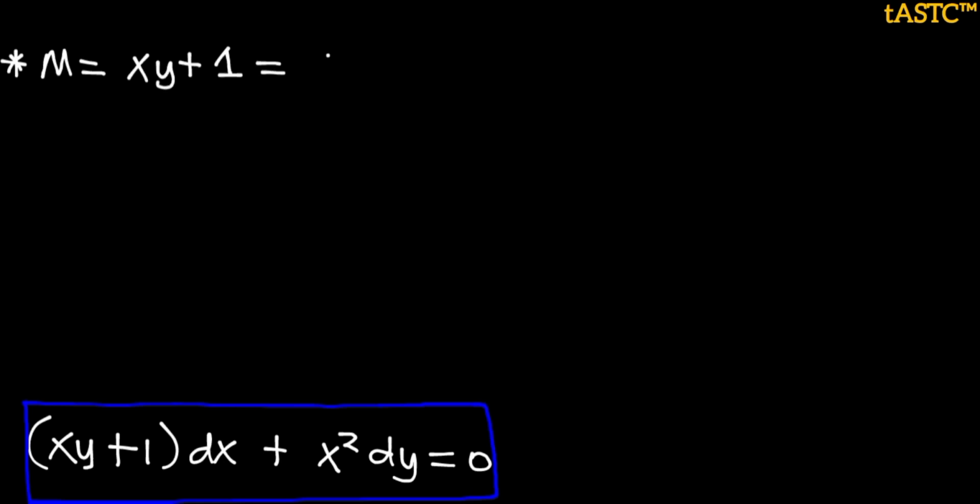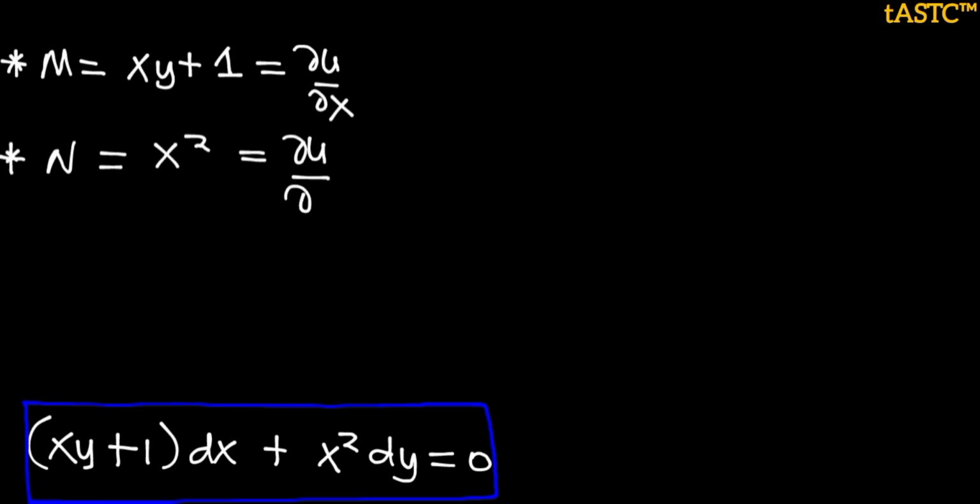And we know this is the same thing as partial u, partial x. And we also got n. Now n is equal to x squared. This is going to be partial u, partial y. Now we need to look at this. This is basically what we got. You need to find out, is this actually an exact differential equation?